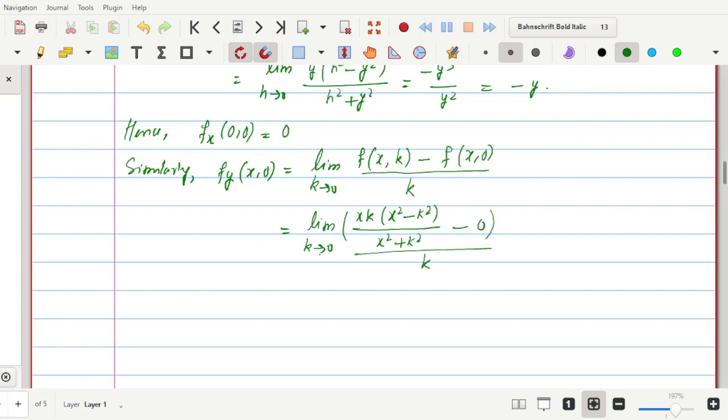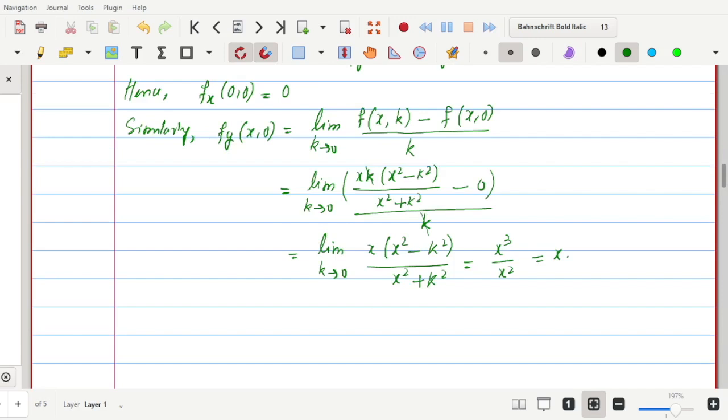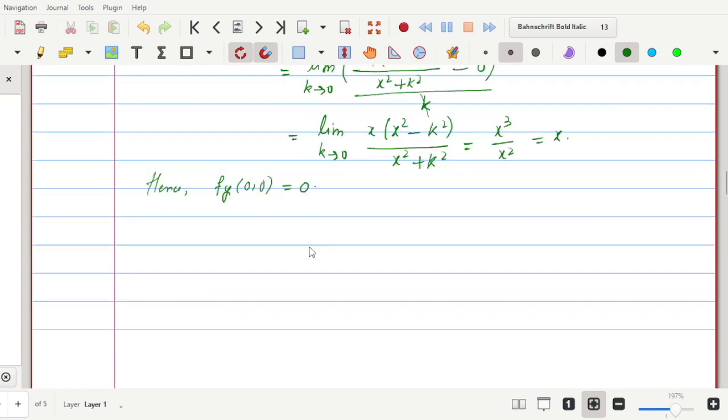Now simplifying this again, this becomes limit k tends to 0. Now this k will be cancelled with this k, so we are left with x into (x² minus k²) whole divided by (x² plus k²). When we let k tend to 0, we get x³ divided by x², which is equal to x. So fy at (x, 0) is equal to x. Hence we can easily evaluate fy at (0, 0). So therefore this is equal to 0. So here we can see that the first order partial derivatives of f with respect to x and y are both equal to 0 at (0, 0).